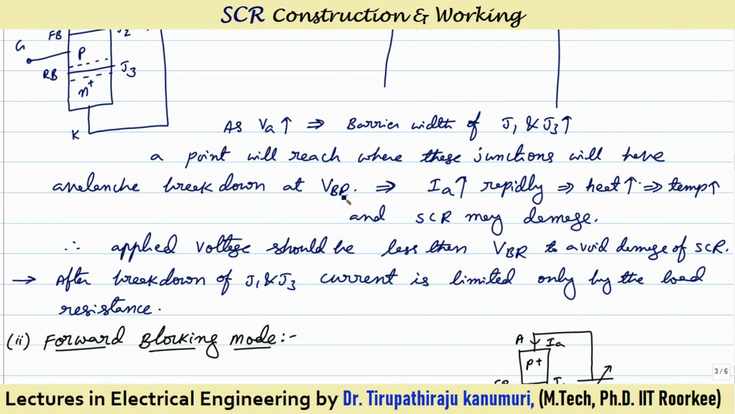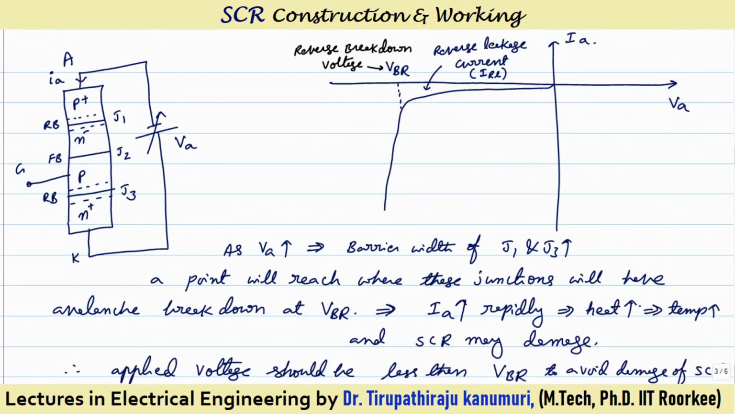The avalanche breakdown happens at a voltage of VBR. At this point, when the breakdown happens, this will act as a switch, so it will start conducting. As it starts conducting, the current will suddenly rise to an extremely high value at a rapid rate. As the current suddenly rises, so much heat will be produced, and a huge temperature rise will occur.